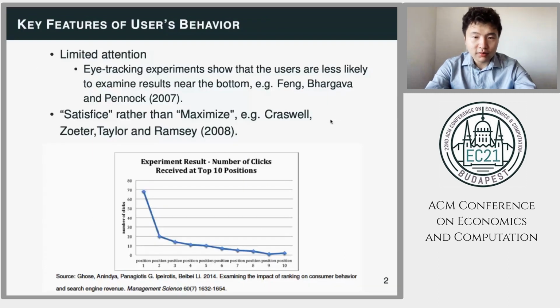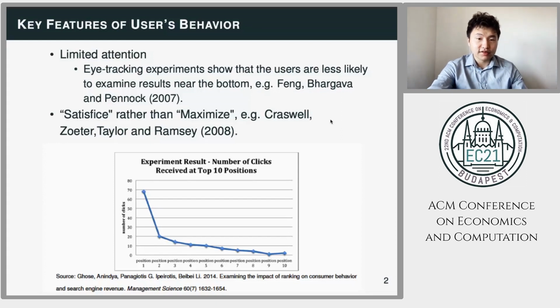People may wonder how consumers would behave in this process. Some experiments have been conducted in the literature. First of all, when making online purchases, consumers usually have limited attention. Experiments show that users are less likely to examine the results near the bottom. Secondly, consumers would purchase an item that is satisfactory rather than keep seeking the one that maximizes her utility. Thirdly, in search engines, experiments also show that the number of clicks received at the top positions is much higher than at the bottom.